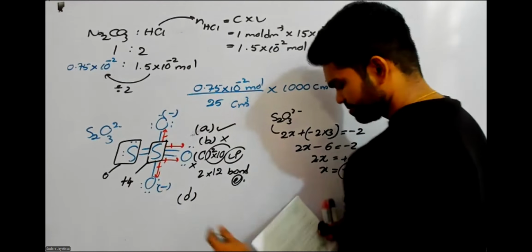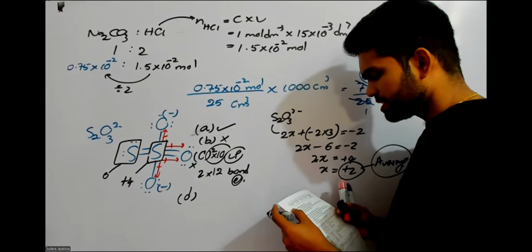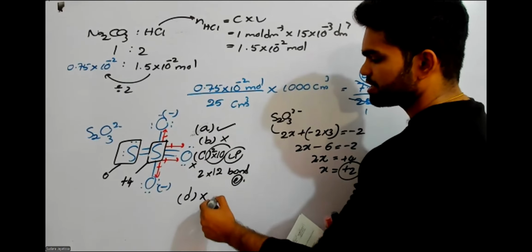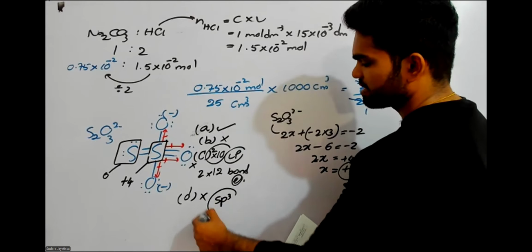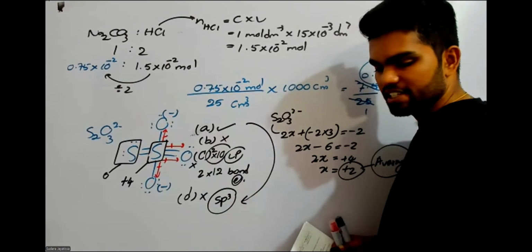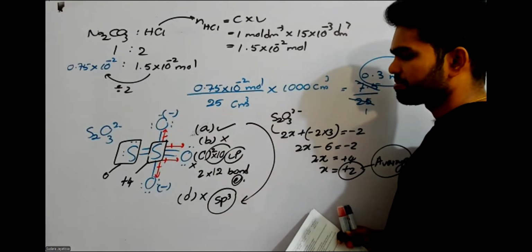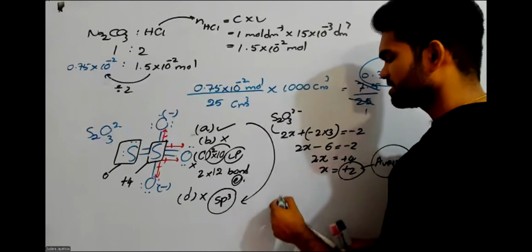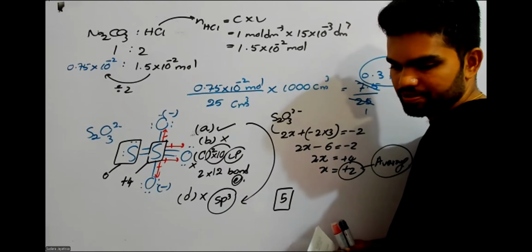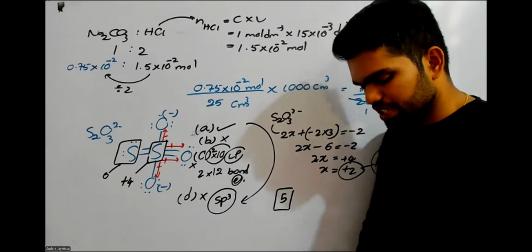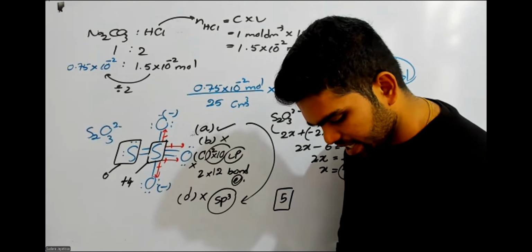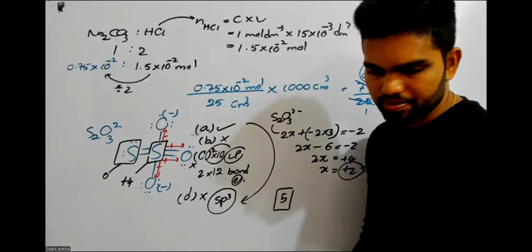And D, the central atom is sp2 hybridized. No, it is also wrong. Central atom is sp3 hybridized. It is tetrahedral. Because of tetrahedral, you can say it is sp3. So then only A is correct. So other combination, answer is answer 5. Answer is answer 5 for this question. Okay. Only A is correct. Others are wrong.